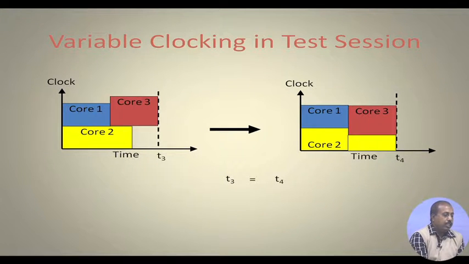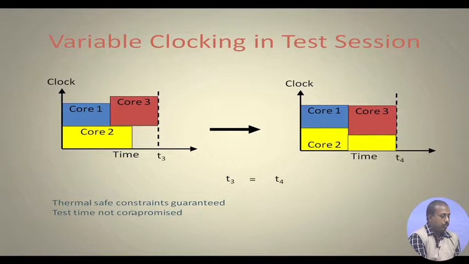However, in the second case we have a situation like this. For core 1, core 2 and core 3, the original schedule was like this, and then what we try to do is reduce the frequency of core 2 after it has gone up to this much. As a result its time increases, but I get some facility in the power part. Here there may be a thermal violation. So, thermal safe constraints are guaranteed, and test time is not compromised.